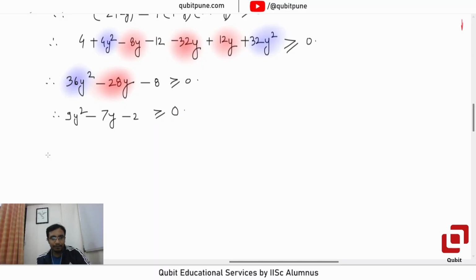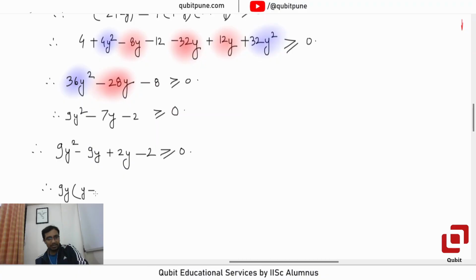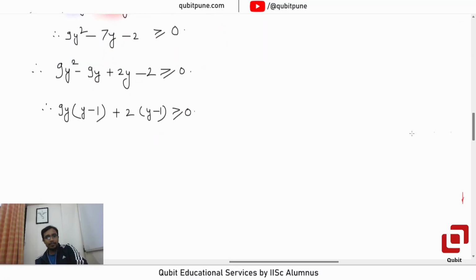Okay, fine. Now let's see what happens. We can factorize this. 9y squared minus 9y plus 2y minus 2 greater than or equal to 0. 9y common, y minus 1, plus 2 common, y minus 1, greater than or equal to 0. Therefore (9y plus 2)(y minus 1) greater than or equal to 0.